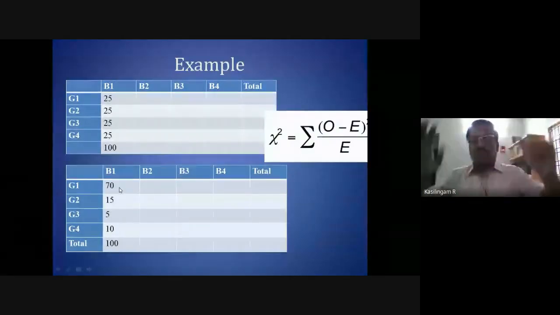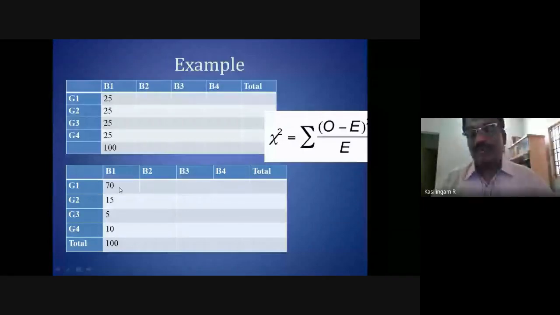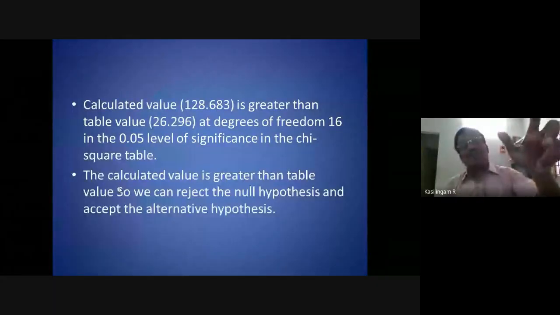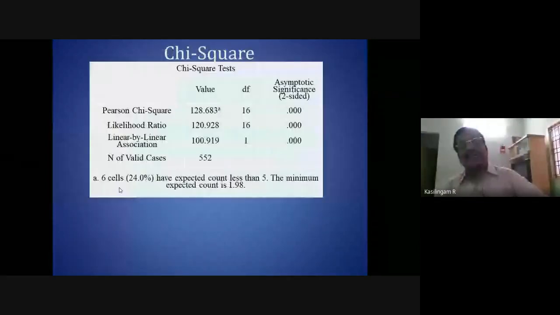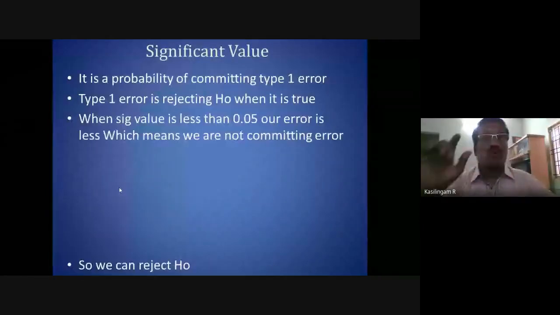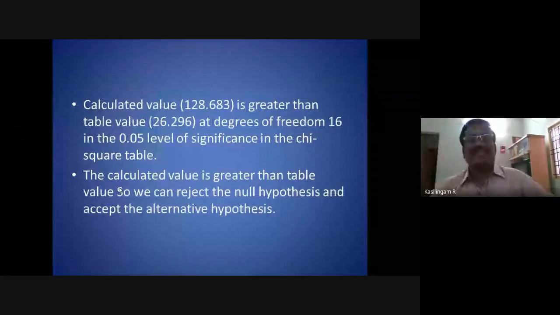So now we will get this calculated value. Observed minus expected, we will get more and more. Now we will see here. Normally, by using our test, our calculated value is 128. How is it calculated? By using O minus E. Very good. Now, is it greater than the table value?